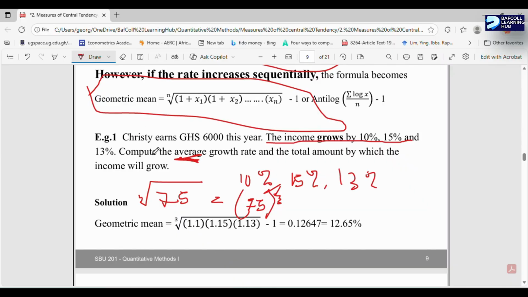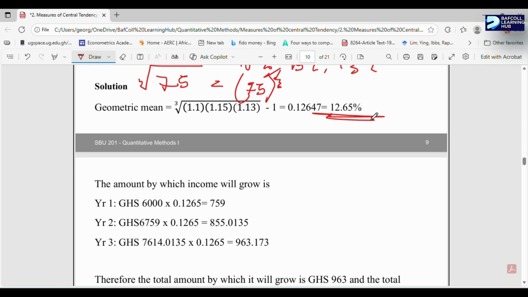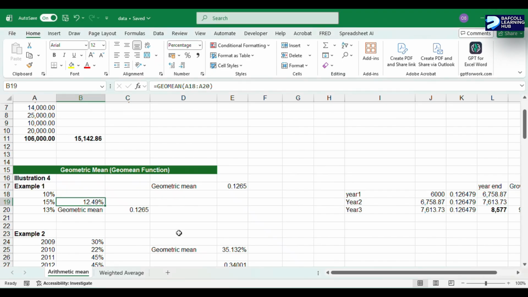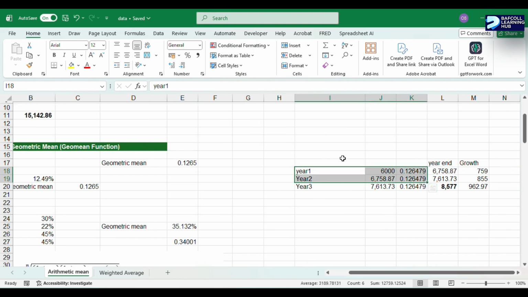So in answering the question, we were asked to compute the average growth rate and the total amount by which the income will grow. After computing the annual growth rate, this is the annual growth rate that we have. So we can compute the amount by which the income will grow, and we can do so also over here.